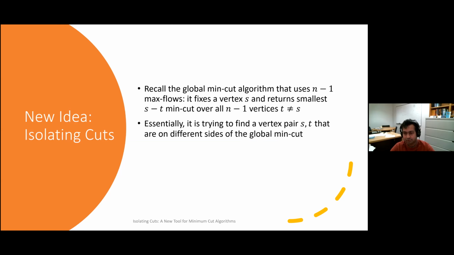It doesn't have a better way to do this than to fix S and then iterate over all other possible vertices T. But if it were given such a pair of vertices S and T, then all it would need to do is just run max flow once and it would be done. Okay, so at the heart of what we do is the question that we started off by asking, which is basically, can we find such a pair of vertices S and T more efficiently than this naive iterative algorithm is doing?